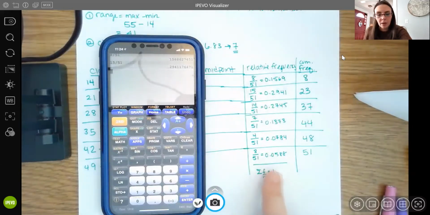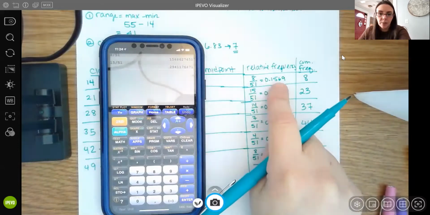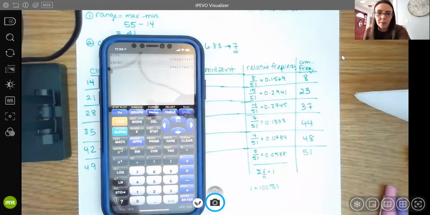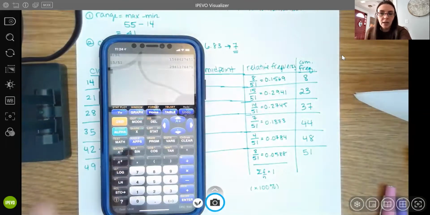Usually we use the decimal form. If you're using a percent form, then it works the same way. You're just multiplying everything by 100 to get that percent. So this would be 15.69%, 29.41%, 27.45%, and so on. Again, it's not used as commonly, at least in stats. I think in the real world we use percents more than we use the decimal form. But it's the same idea. You just multiply by 100 and then your sum would be 100%. So occasionally we do see percents instead of the decimal equivalent.